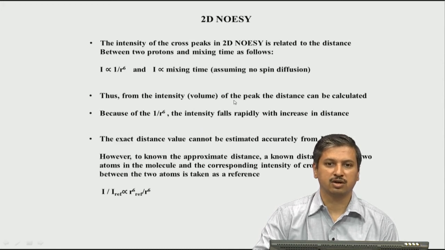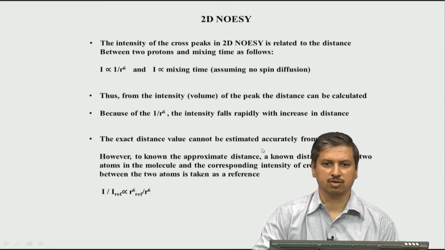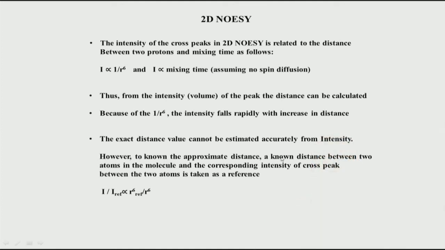Now, as I said, the exact distance cannot be calculated accurately from a NOESY spectrum. So, this is a big issue, and there are many reasons for this. So, what are the ways to come out of this? There are two ways. Number one, like we do for chemical shift referencing, you can take a fixed distance.